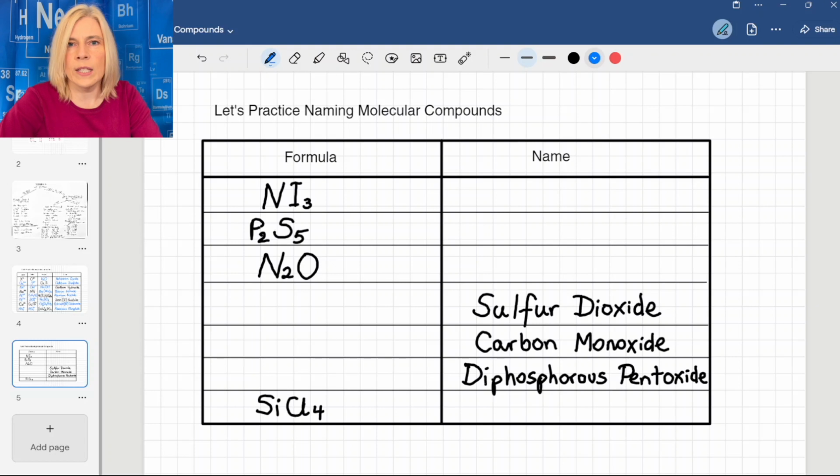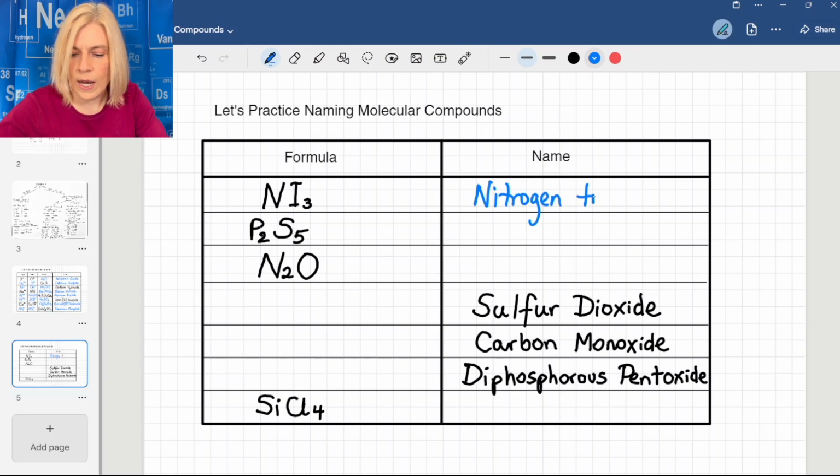So let's go here. So we have 1 nitrogen. So we do not start with mono. So we're just going to start with nitrogen. And then we have 3 iodides. So we have nitrogen triiodide. Remember, you drop the ending and add ide. Nitrogen triiodide is a very, very explosive chemical.